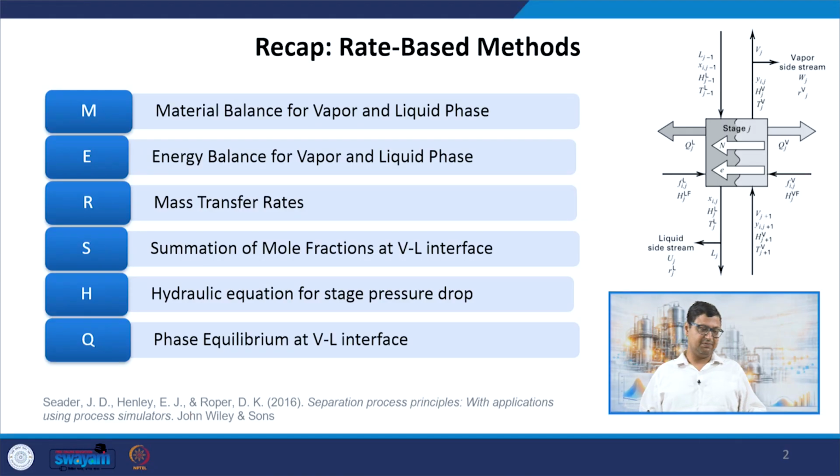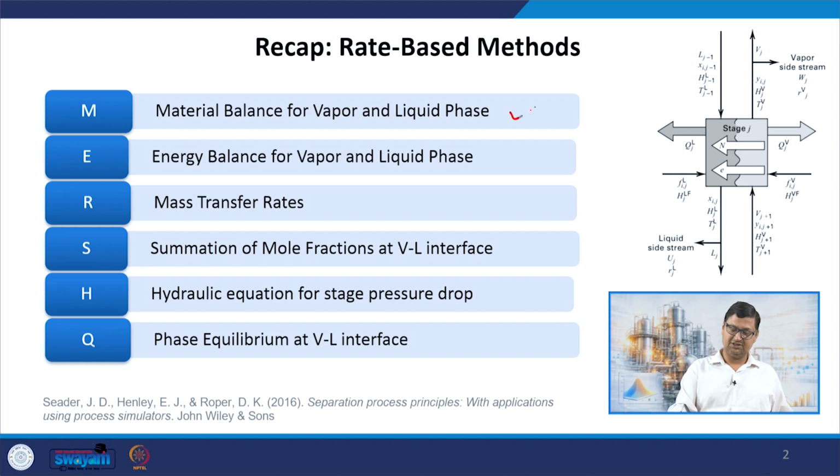In the equilibrium methods, we assume that the vapor and liquid are in equilibrium, so there is no net mass transfer between vapor and liquid and no net heat transfer between vapor and liquid, right. But in the rate based methods, we relax that assumption, right. So we have a non-equilibrium stage where there can be mass and heat transfer between the liquid phase and vapor phase. And we developed these equations called MERSHQ equations.